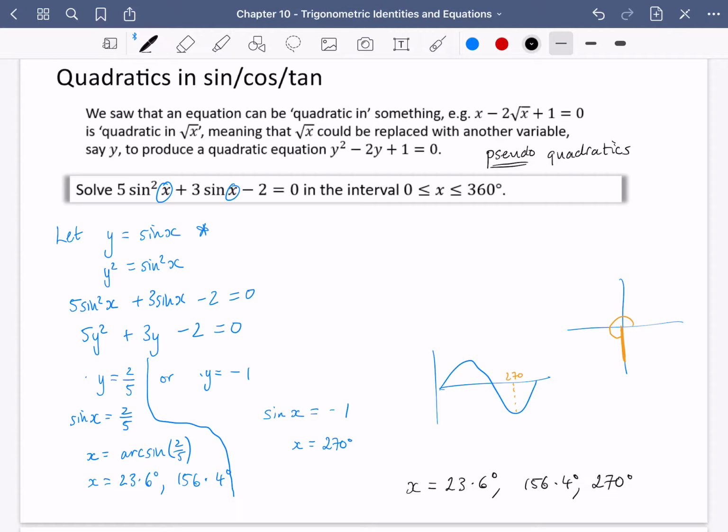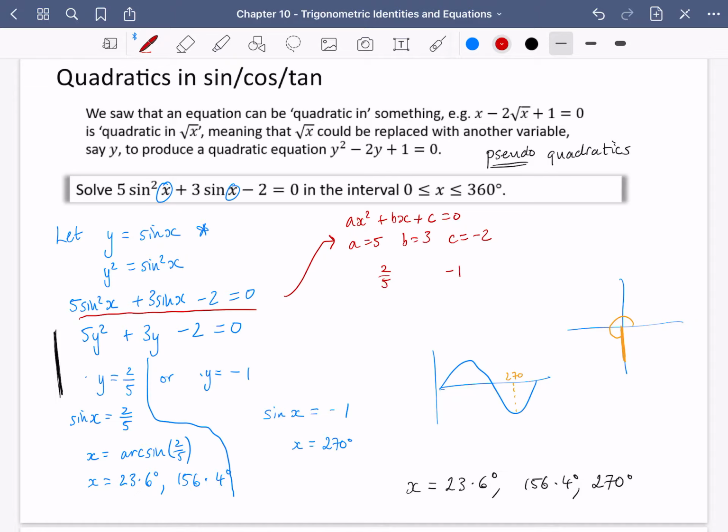I am going to just very quickly show you how you don't have to do this section here with it as y. If you can spot that this is a quadratic from this stage, you could go straight to your equation solver on your calculator, and for your quadratic, which on your calculator will come up as ax squared plus bx plus c equals 0, you can clearly see that a is 5, that b is 3, and that c is -2. You can put these straight into your equation solver, and it will give you the solutions 2/5 and -1.